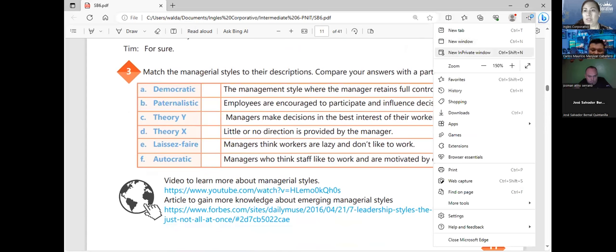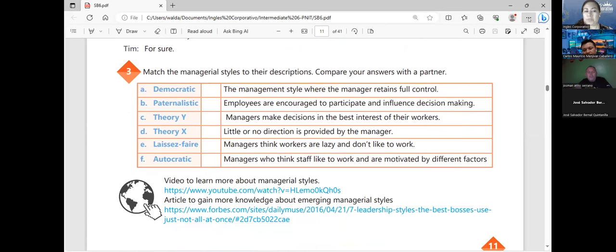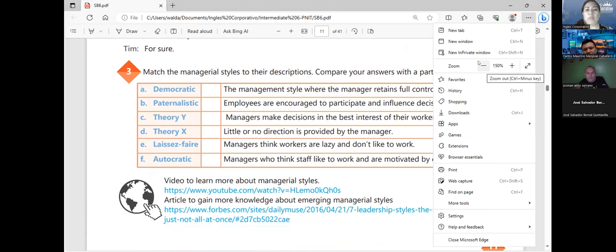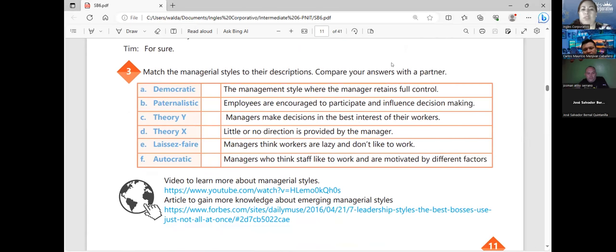So from what we have been discussing already, you should be able to do this without any problem. So let's try to match the managerial styles to the description, and we can do this together. So we have democratic, paternalistic, theory Y, theory X, laissez-faire, autocratic.